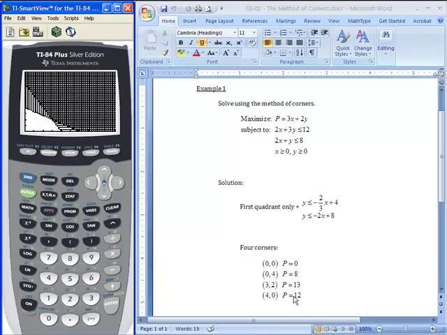So we can use the calculator to help us find the shaded region, and for some of the more difficult corners like intersections and x-intercepts, we can use the calculator functionality to find those as well. In this case, we find out that our optimal solution is when x is 3 and y is 2, and that gives us a maximum objective value of 13.